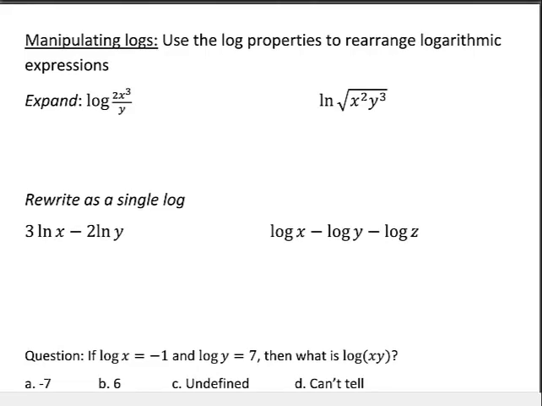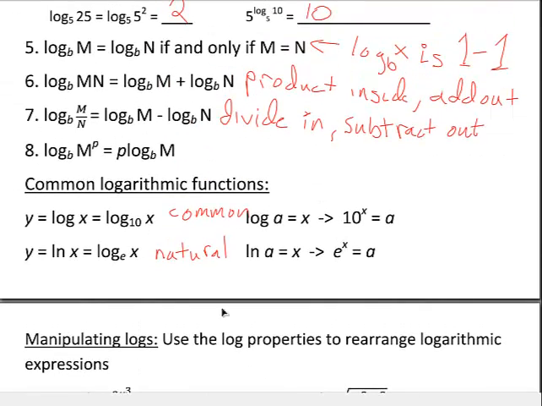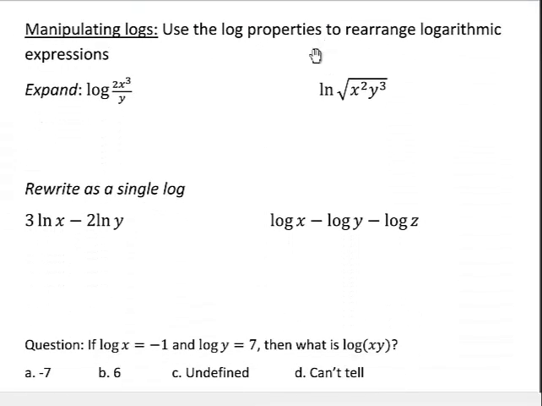So let's go back to using those properties that we talked about. We're going to do some expanding and contracting, I suppose, of logs. So let's look at this. We have the log base 10 of this quotient. So the first thing I'm going to do is use property 7 here, because I have a quotient on the inside of a log.